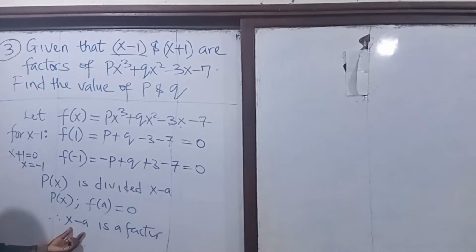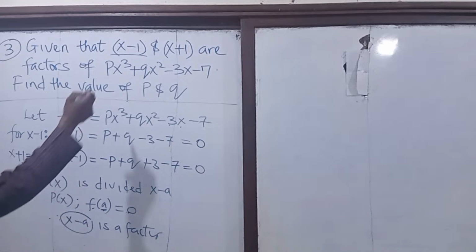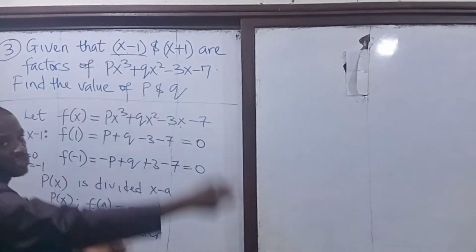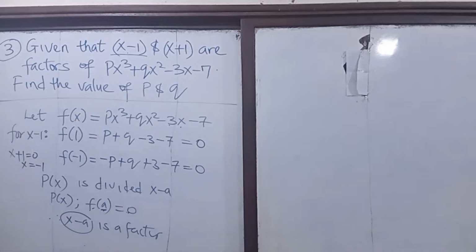If x minus a is a factor, then it implies what? x is equal to what? a. So anywhere you see your x, you place a there. So f of a will be equal to 0. So the remainder is what? Is 0. So if you substitute x is equal to 1 into the polynomial, it will be equal to 0. It will be equal to 0 from Factor Theorem.